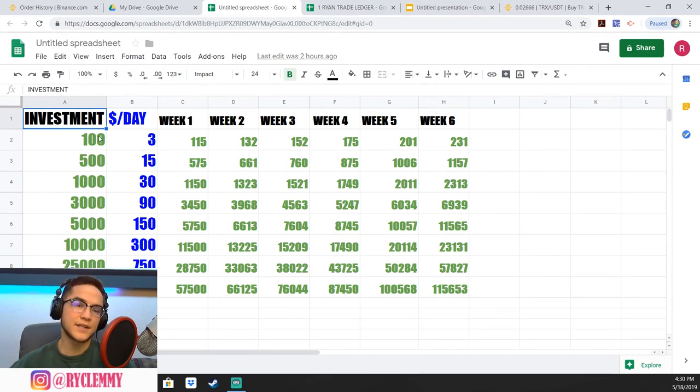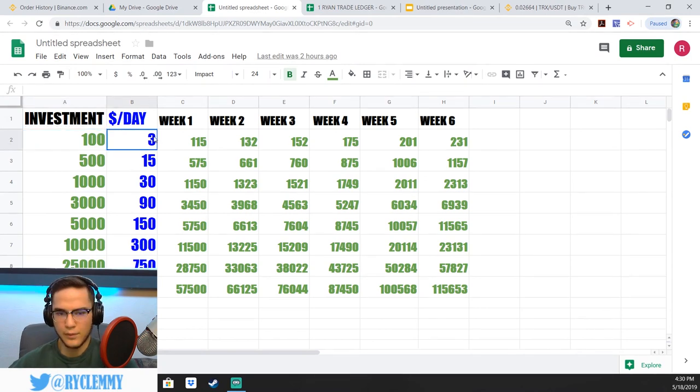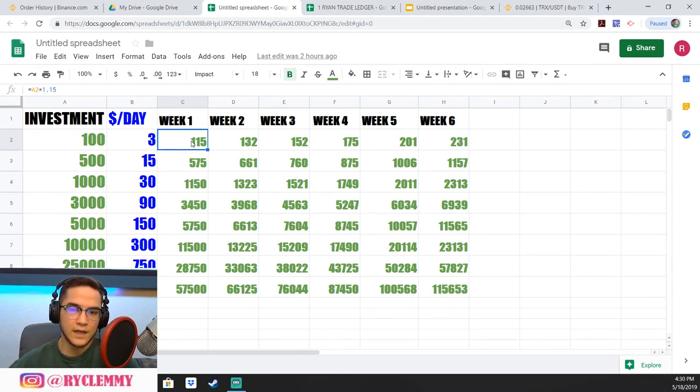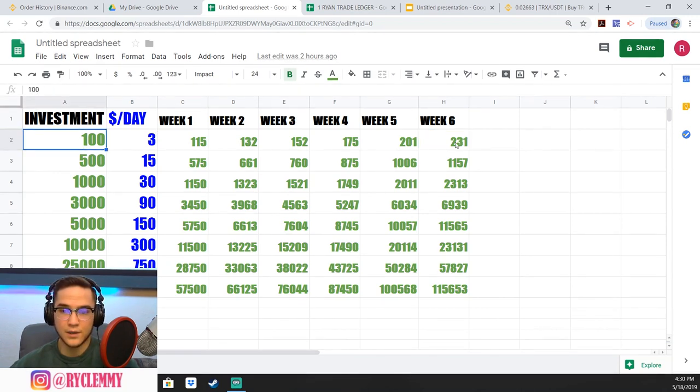So let's say you invested $100 and you did your research, you did your studying, and you figured out a little bit about how to read the market and how to trade. If you're doing 3% a day, that'd be $3 off $100. At the end of week one, you'd have 115, all the way up to, week six, 231. That's a great place to start. If you had $100 and you could turn it into 231 in 6 weeks, that's awesome. Deposit more money. Then maybe you wanted to invest maybe $1,000.